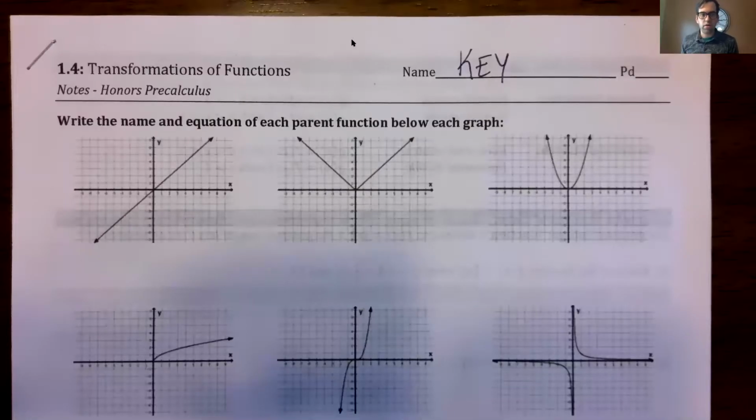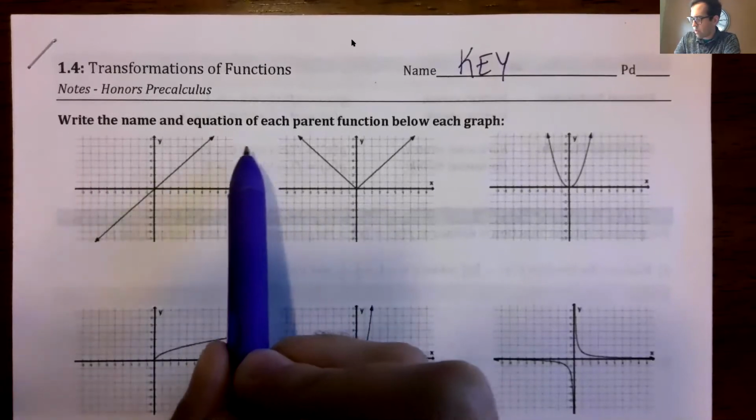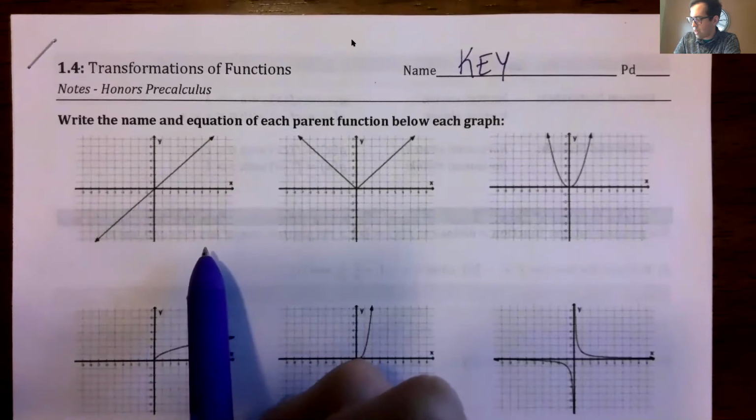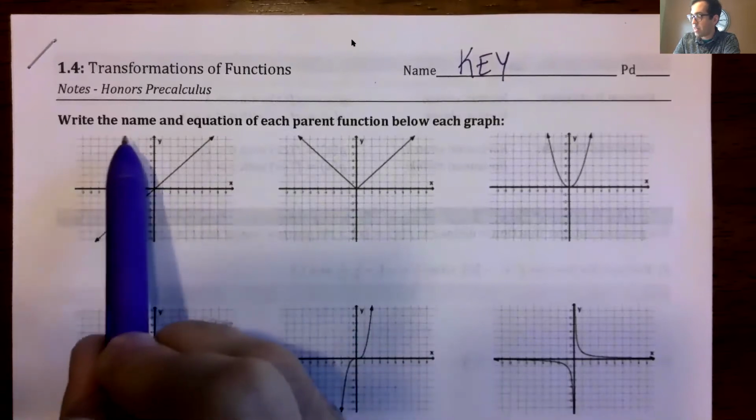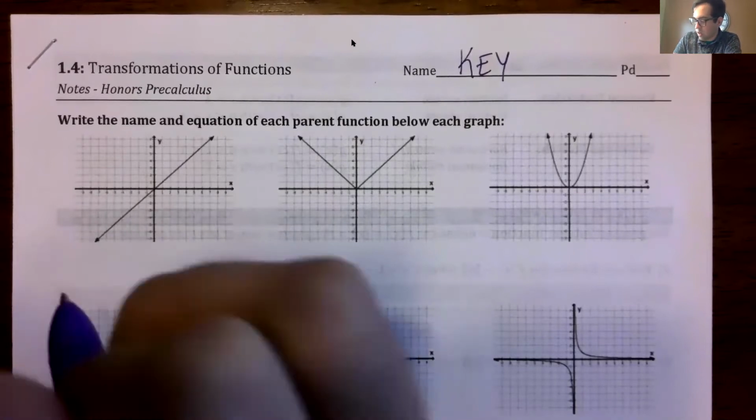So here are our notes for the day, and if you're writing this on your own paper, just do a rough sketch of each of these graphs as we go, all right? So the first thing we're gonna do is name each equation and write the name and equation. So we're gonna write the name of the graph and the equation of the parent graph.